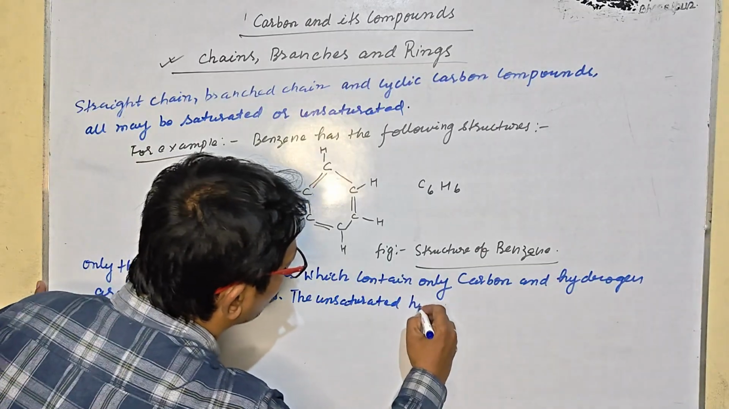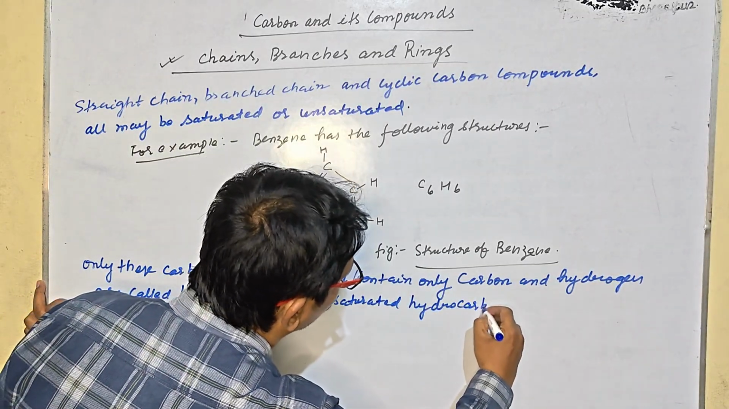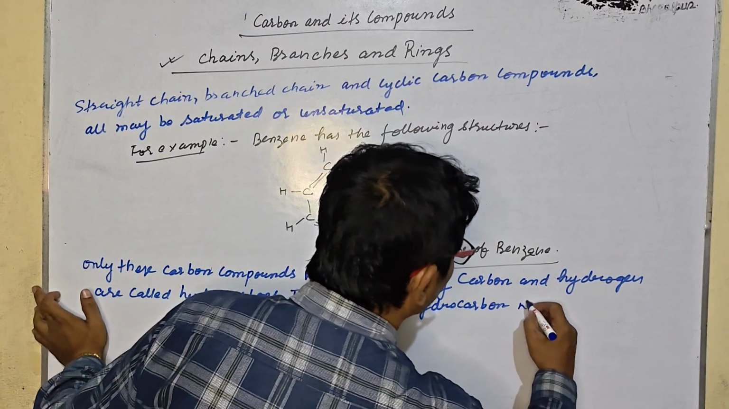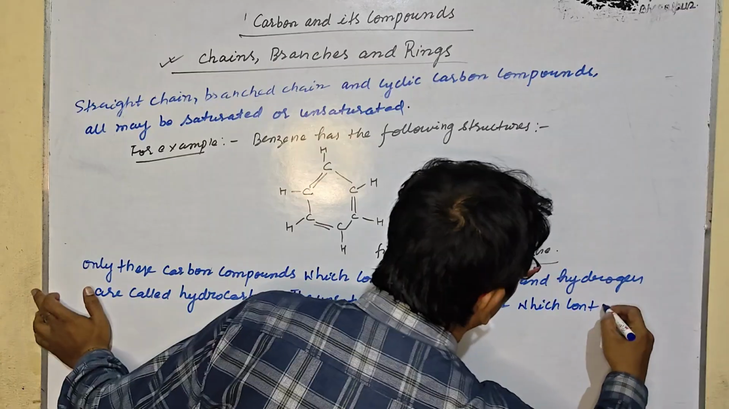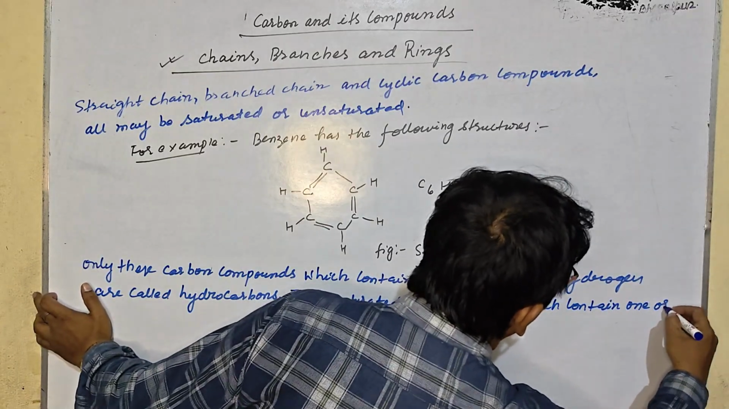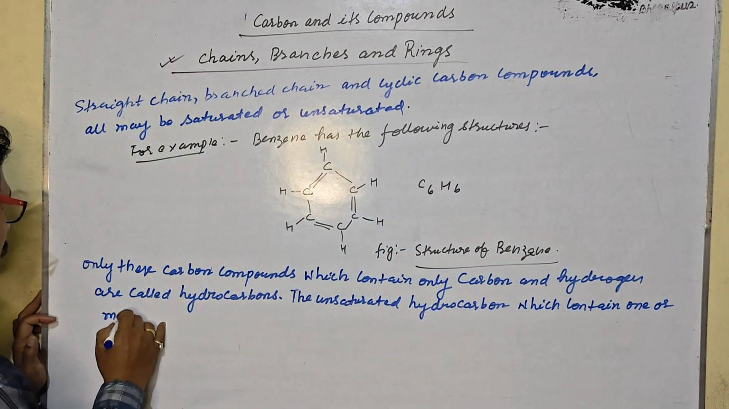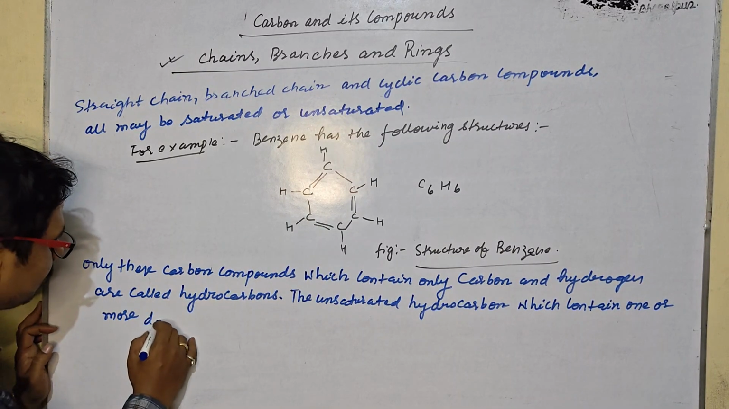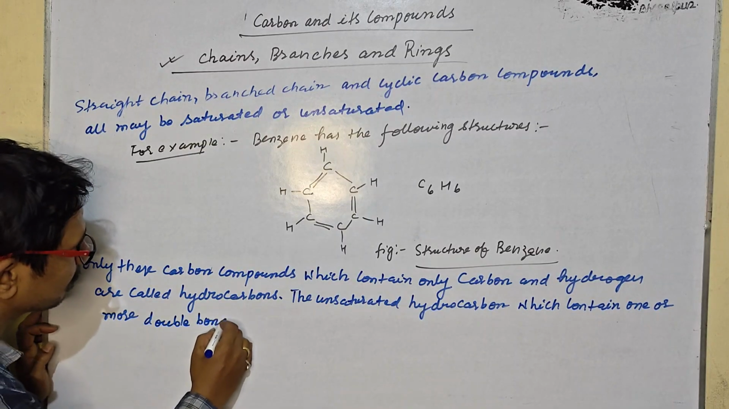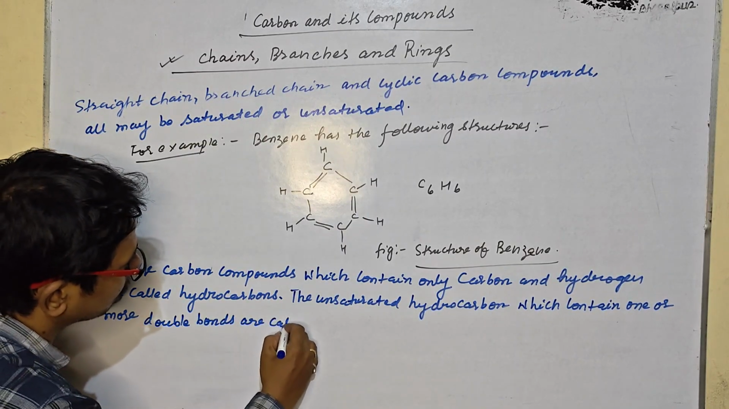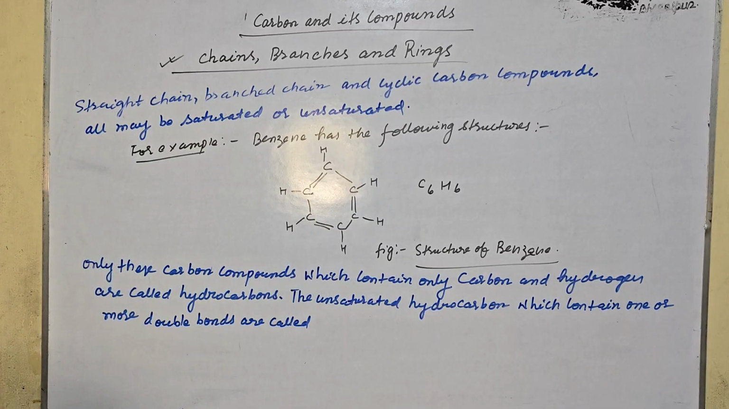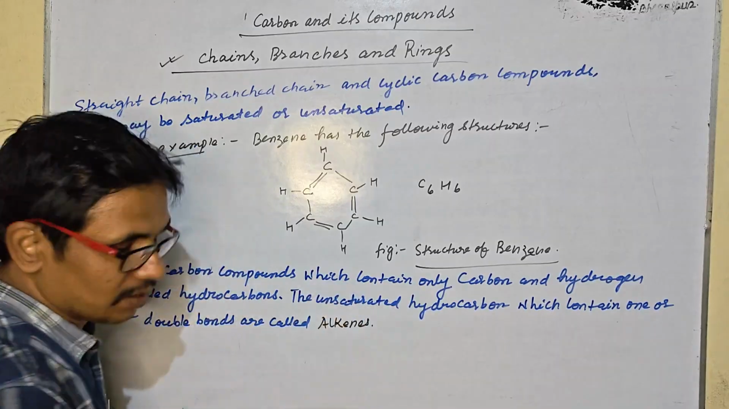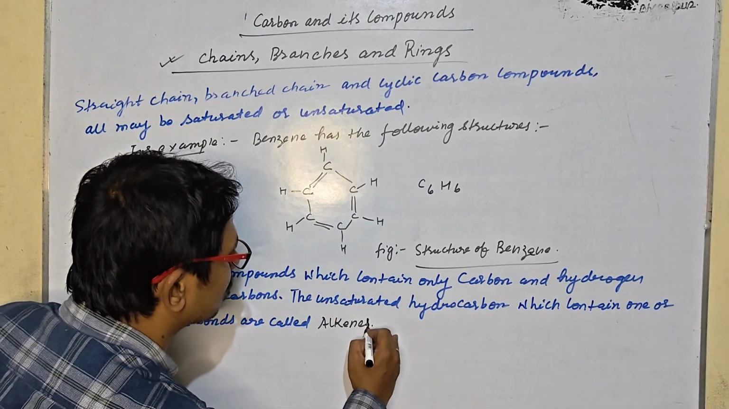And my dear student, it may be quite clear: the unsaturated hydrocarbons which contain one or more double bonds are called alkenes. So my dear student, these are called alkenes.